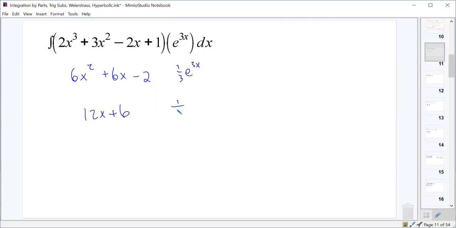1 over 9 e to the 3x. Next derivative should be 12. Next antiderivative should be 1/27 e to the 3x. And next derivative should be 0. And next antiderivative should be 1/81 e to the 3x. Good or no?